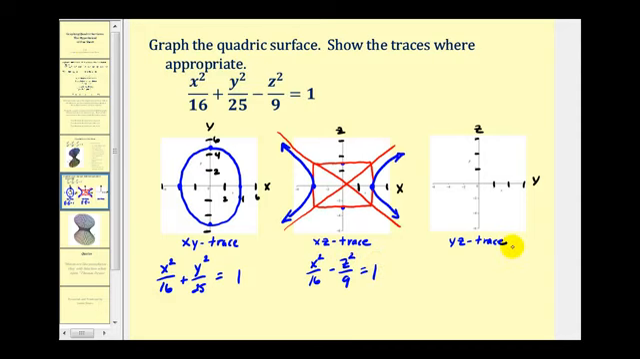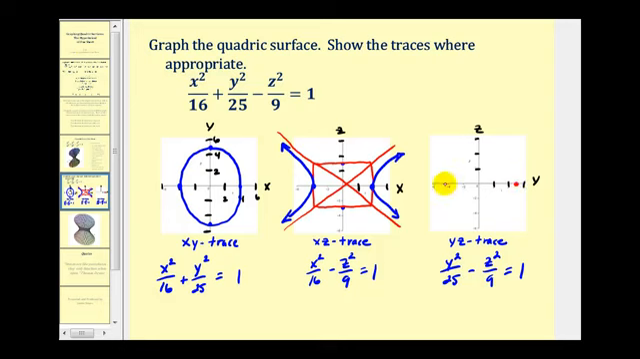And now for the yz trace, we're going to set x equal to 0. So we'll have y squared over 25 minus z squared over 9 equals 1. Again, we have another hyperbola. Since now the y-axis is horizontal, this hyperbola will open left and right. And since b squared is equal to 25, b is 5. So I'll plot a point 5 units to the right and 5 units to the left.